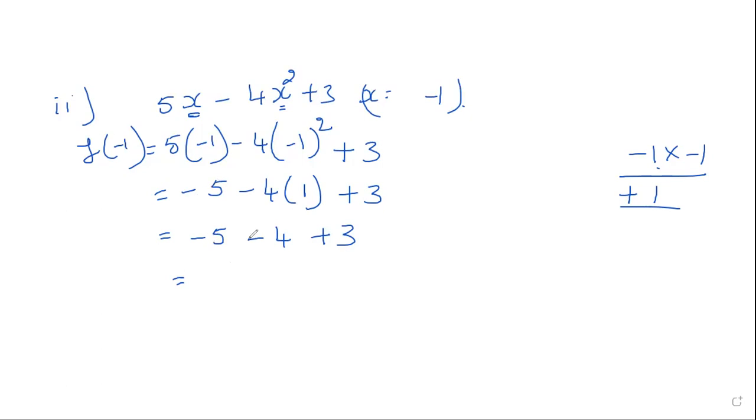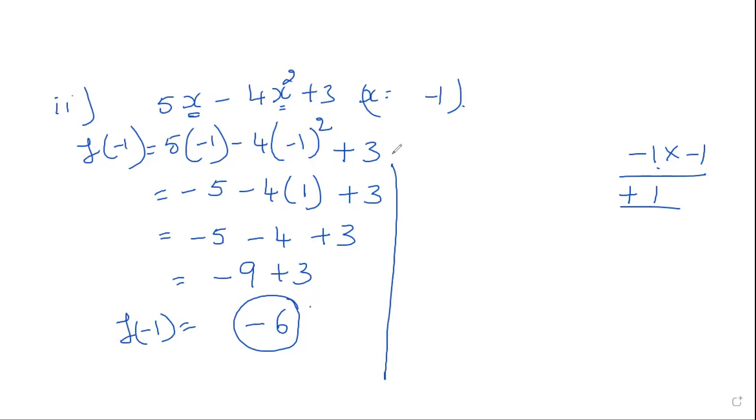Now -5 -4 plus 3. So -5 and -4 are both negative numbers, so I'm going to add right now. So that is -9 plus 3. That is equal to, so minus and plus, you should subtract right now. 9 minus 3 is 6. The big number has the minus sign, so I will put the minus sign. That is -6. F of -1 is -6.